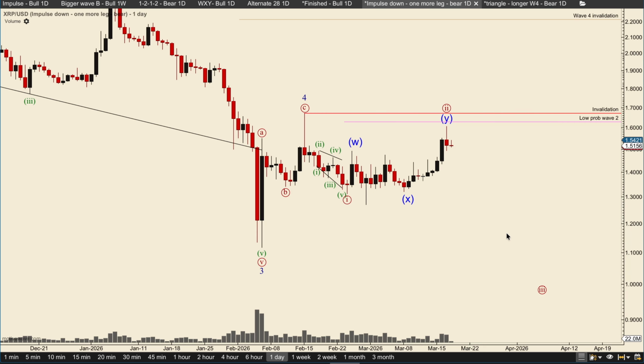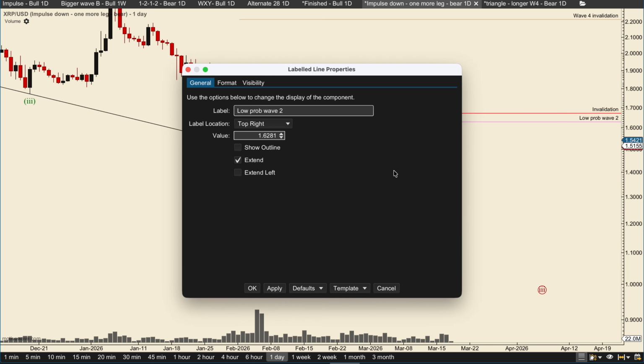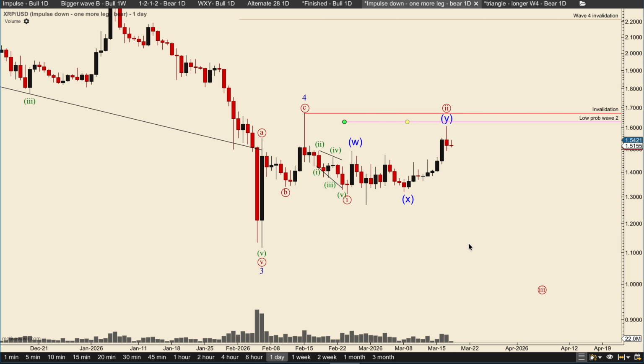So yeah, you gotta work with what you have, and in XRP's case it is more often that it shows very unorthodox structure, as I just mentioned, than Bitcoin, for example. But here you don't want to touch this. That's a low probability wave 2 here on the log scale at 1.6281. If we touch this, that's a low probability for a wave 2, meaning that this has a low probability of being an impulse. And also if we take out this invalidation, the high here, then this scenario is invalidated.